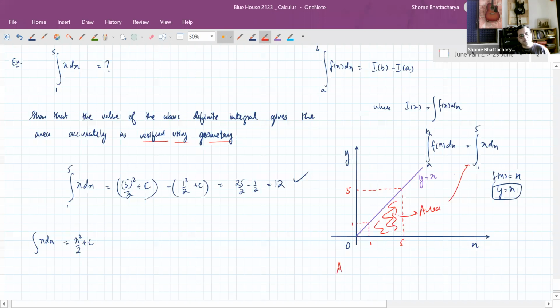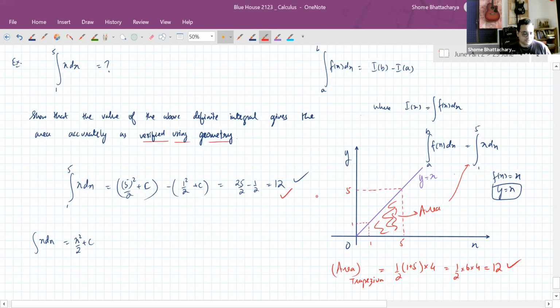Now this area is the area of a trapezium. So it is half into the sum of parallel sides into the distance between them, which is 4. That's 24 by 2, so that's 12. So it verifies that this area is correct.